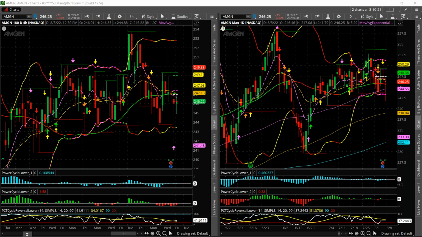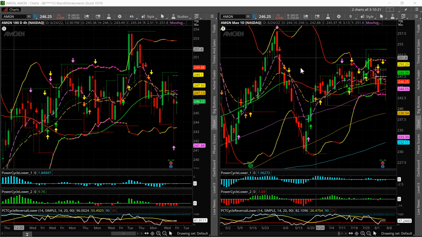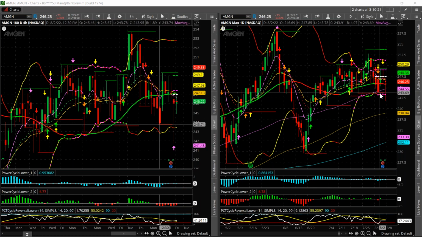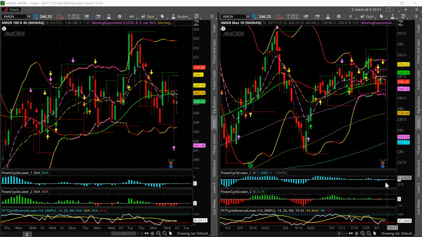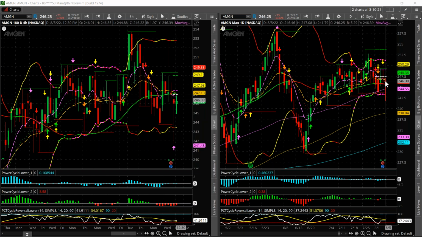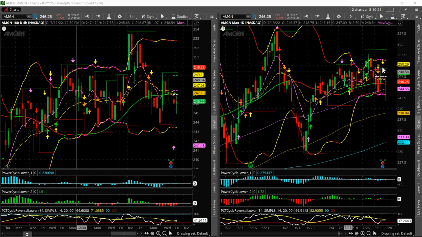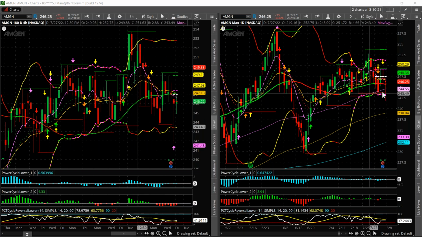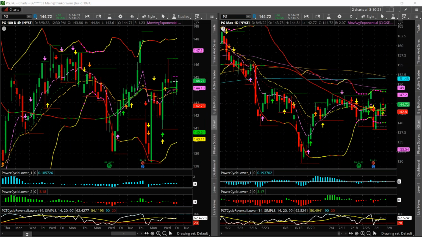Here's Amgen. And again, you can see here, Amgen is not looking too good. It's got potential here. Momentum is down. This could actually break to the downside, but the squeeze is not triggered. So it can just churn here for another few days or even a week. So just to show you the pattern. And here's another one. Here's Procter and Gamble. This one looks pretty good actually here.